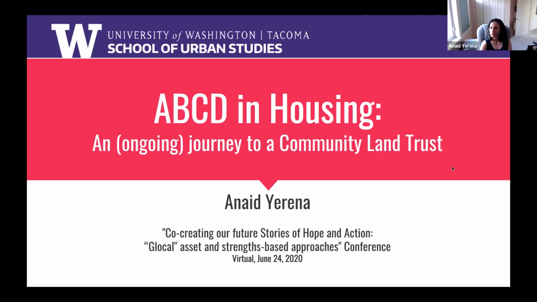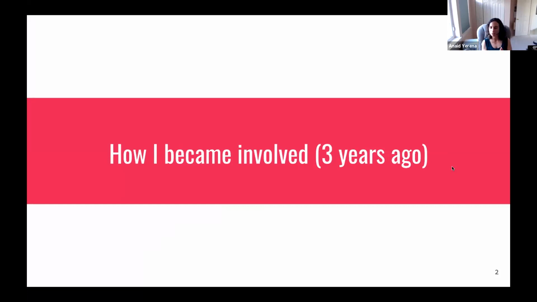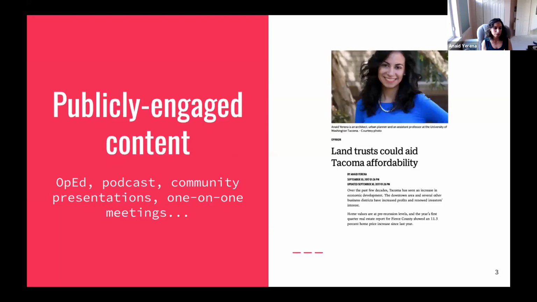I'll share a little bit about how I got involved in this project. As I mentioned, 3 years ago, it was part of my publicly engaged scholarship. By this, I mean the op-eds, podcasts, community presentations, as well as one-on-one meetings that I have with community members as part of my role as a community member myself, a local resident, a scholar, and an advocate for affordable housing approaches. The op-ed that I wrote was a call for the need for a community land trust in the city of Tacoma.